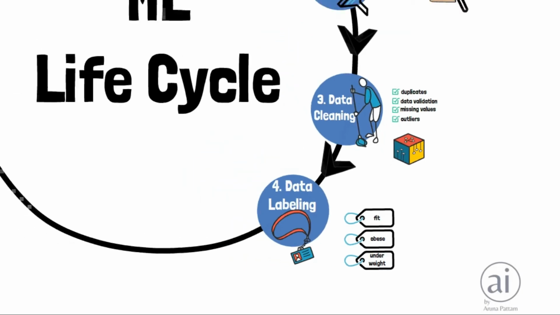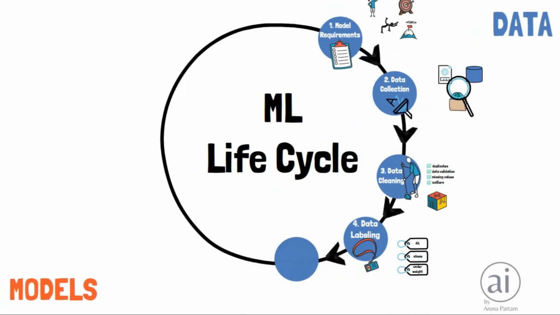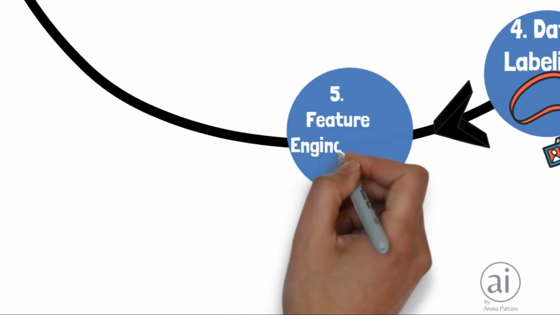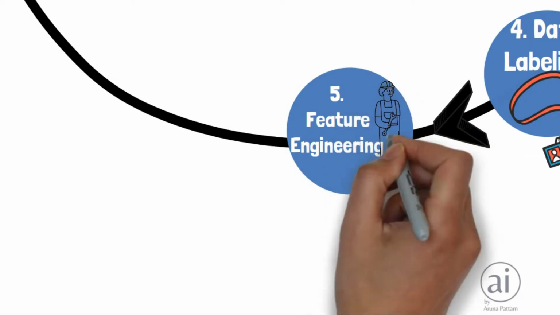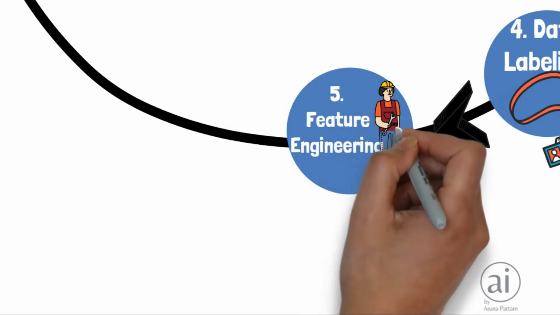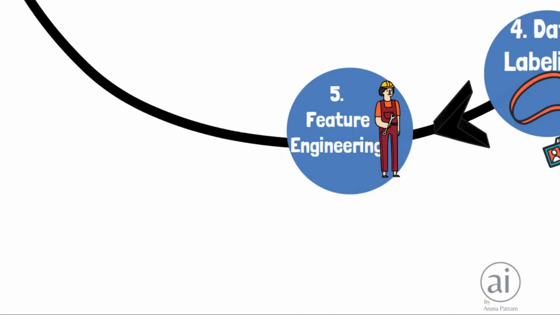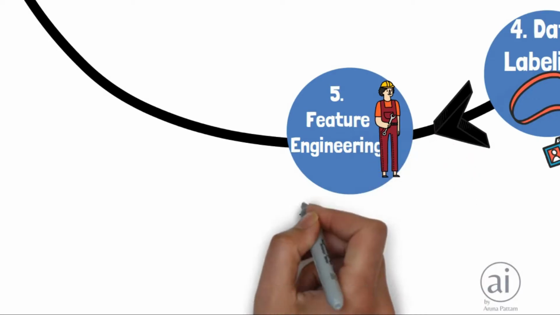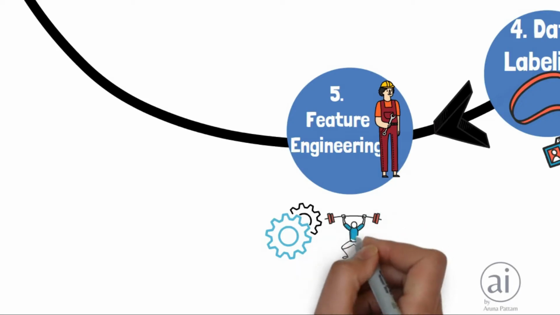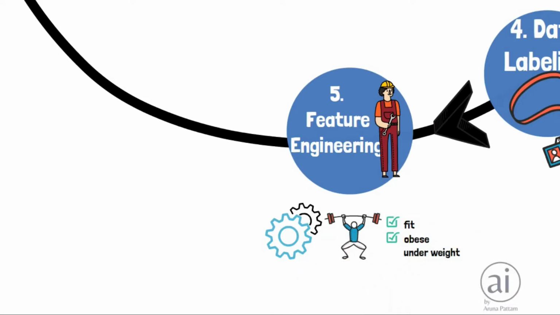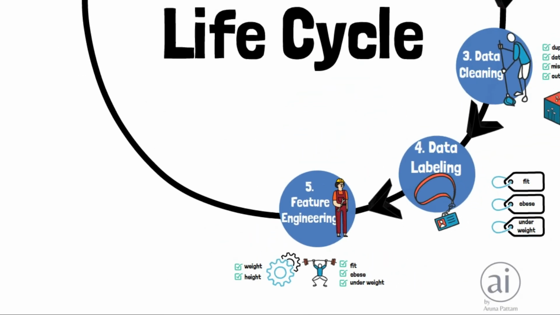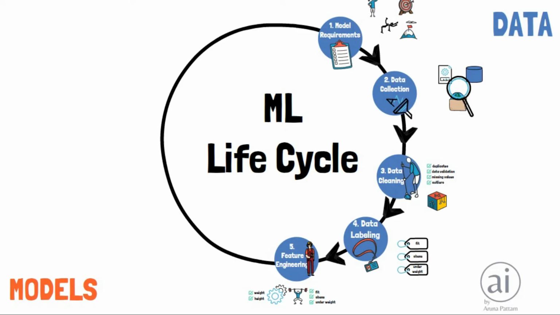Apart from data labeling, we also need to create features. Feature engineering is a process of selecting and transforming variables which are used as input variables in models. Models use these features to make predictions. For example, feature variables used to predict the fitness level of a person may be weight and height. So far, we focused on the data part. Now, we move into the modeling part.